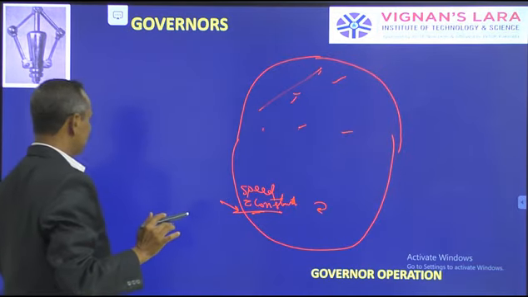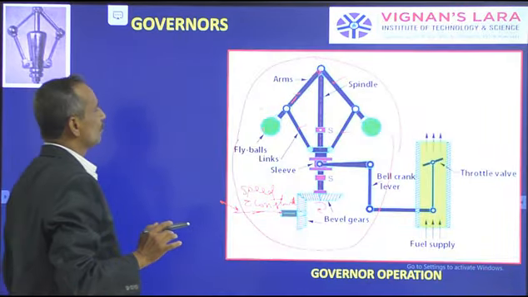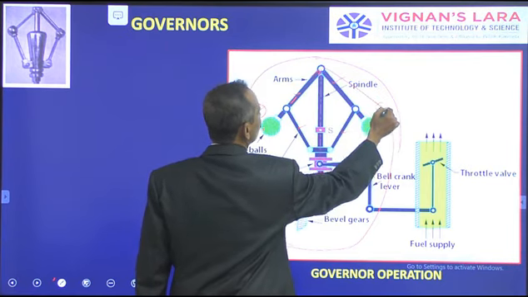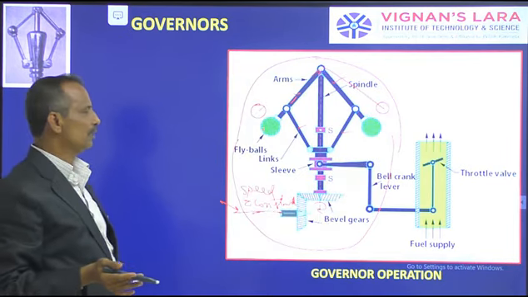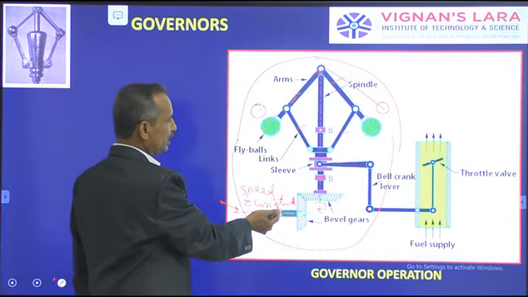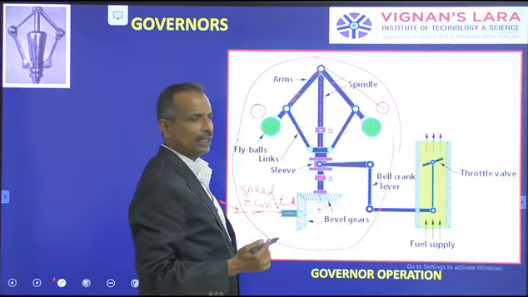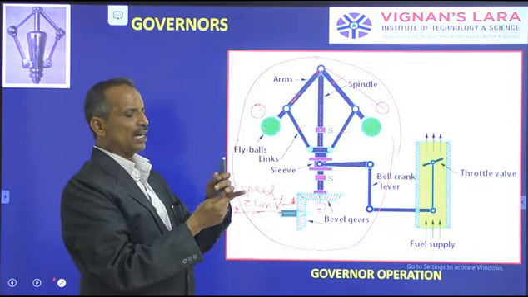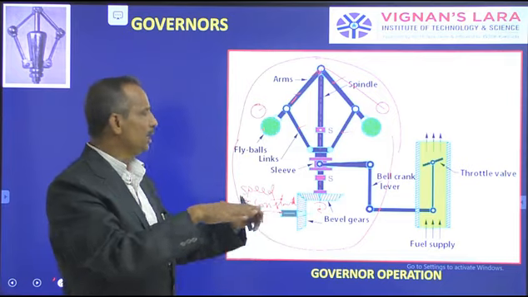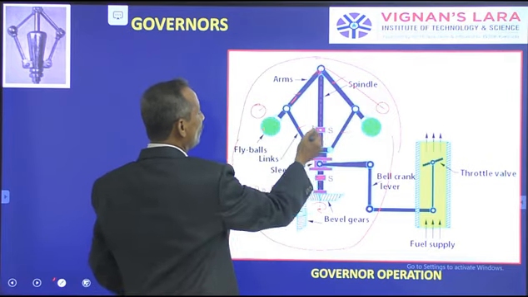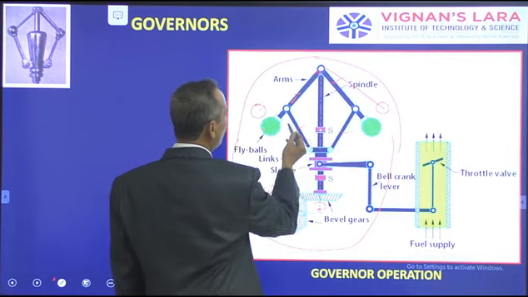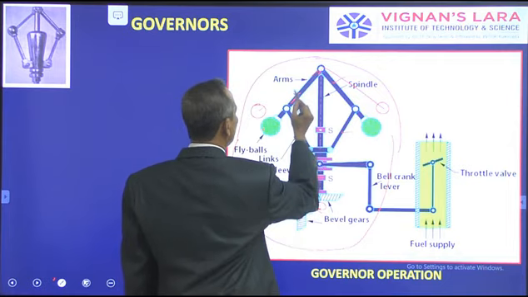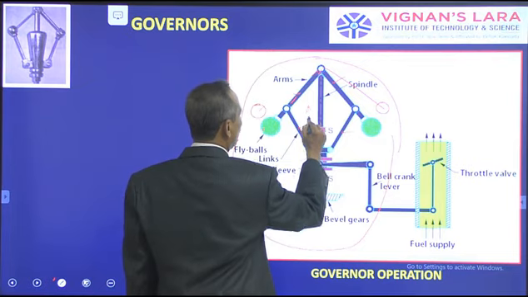They will be lifted up like this, isn't it? How? Because the speed has been increased here. As the speed increases here, the speed also increases there. Then the fly balls rotate with a higher speed, and when they rotate with a higher speed, they will fly up. When they fly up, then the sleeve will be lifted. So here you can see there is a sleeve. The sleeve will be lifted, that means it moves away, lifting up.